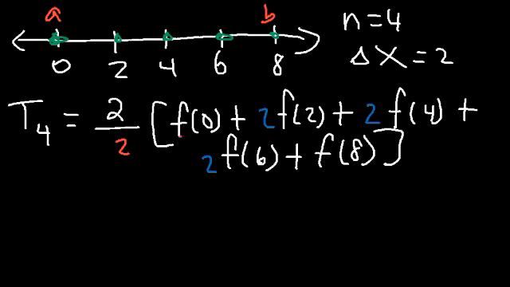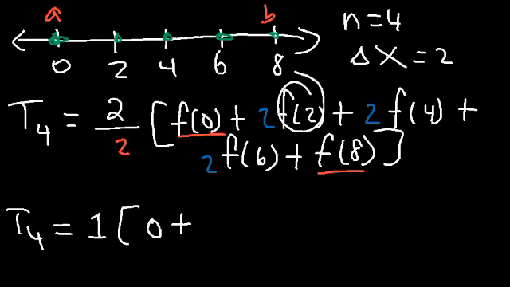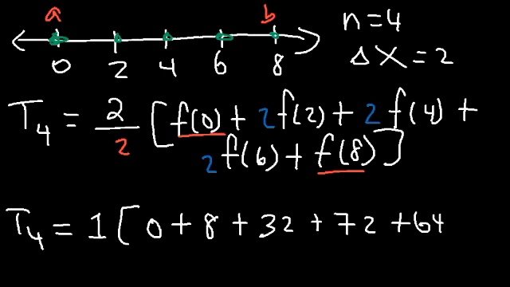So the first and the last point do not multiply by 2, but everything in the middle will multiply by 2. So 2 divided by 2 is 1. F of 0, 0 squared is 0. And then f of 2, 2 squared is 4 times 2, that's 8. 4 squared is 16 times 2 is 32. 6 squared is 36 times 2, that's 72, and 8 squared is 64. We're not going to multiply that by 2. So 8 plus 32 is 40. 40 plus 72 is 112 plus 64. This is equal to 176.